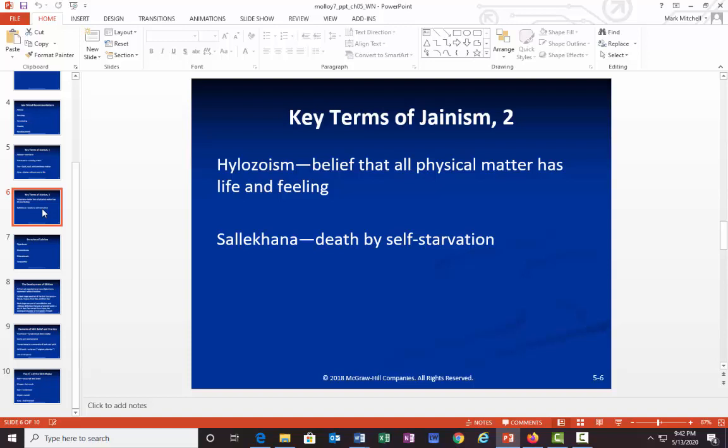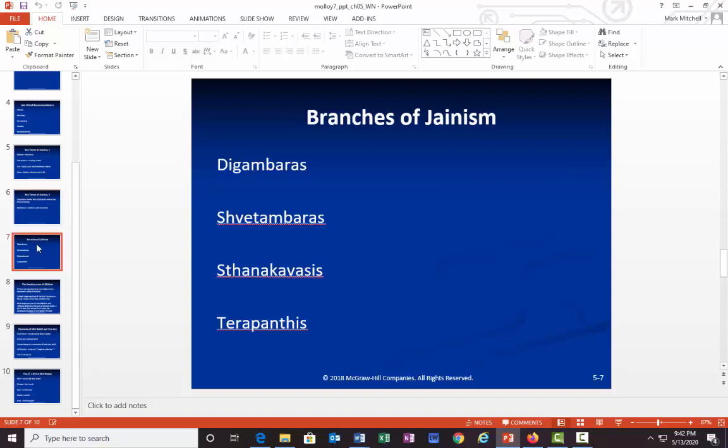And if they don't stop eating, death by starvation, some other alternatives are to walk into an ocean or lake. So when you're discussing suicide with Jains, you have to be careful because they view it differently, I think, than the Western notion of what we do. That's a very interesting concept that they have.